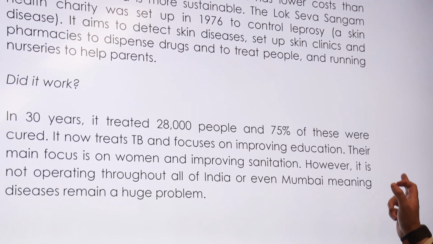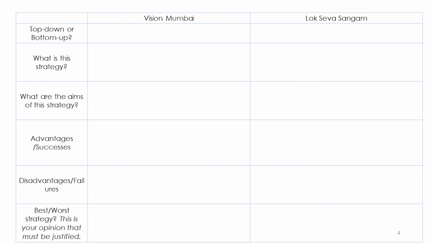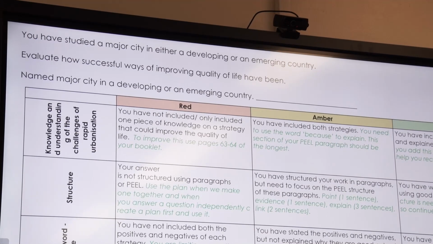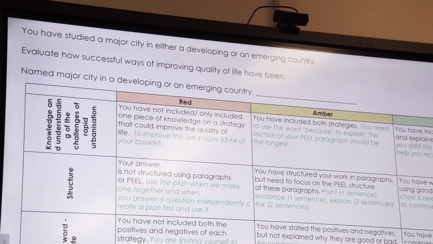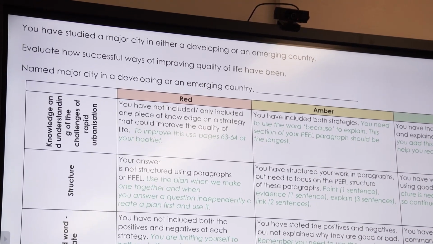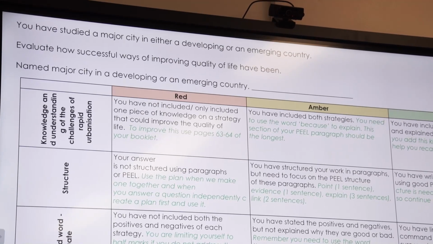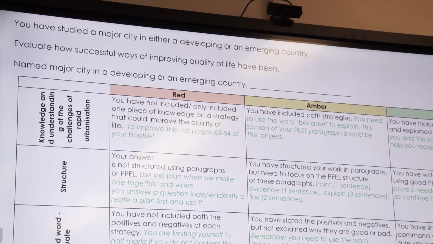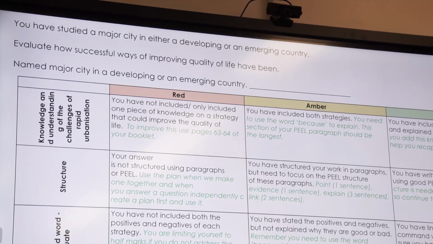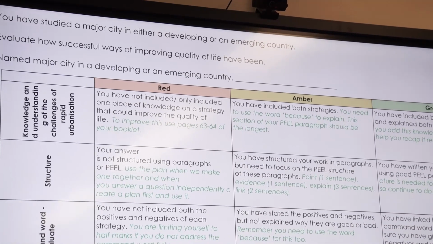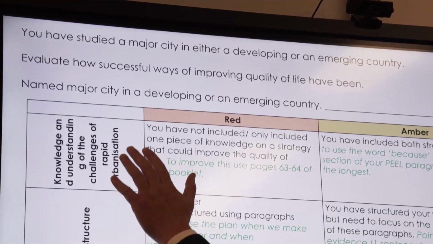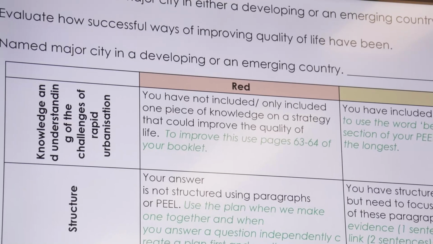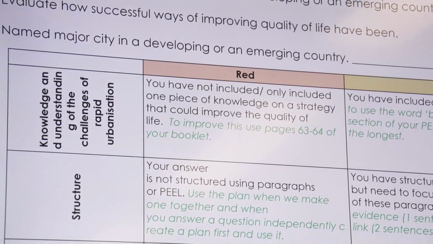So those are the two things that we would need to then go back to the question, okay, which is now up here. You've studied a major city, we know that to be Mumbai. In a developing or an emerging country, we know that to be India. Evaluate how successful ways of improving quality of life have been. In terms of this section on here, you can really start to see the things that we are looking for. So please spend 30 seconds just having a look through those 4 areas.